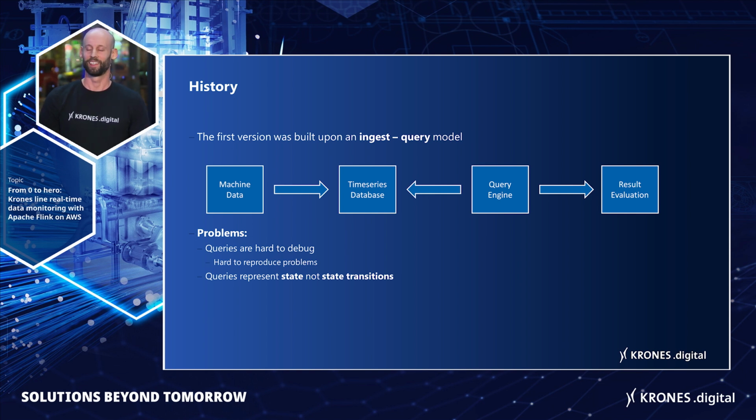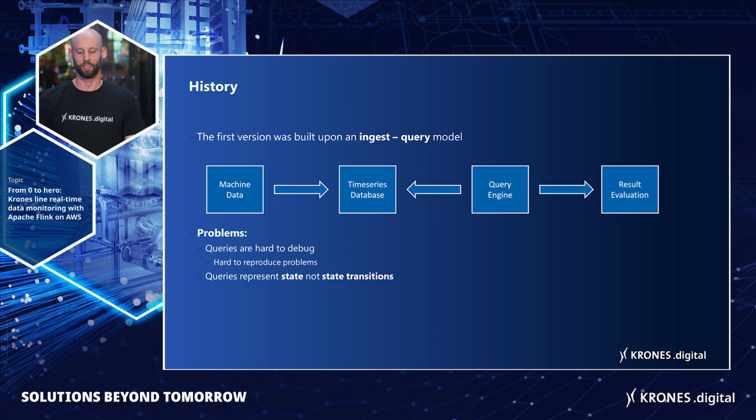So where we are right now: there's always a history behind every system, and eventually everything becomes technical debt one day. So we started out pretty naive. We saw that machines produce data, so why not collect everything in a time series database, perform queries on it, and try to get something out of it? We call that rule evaluation. The basic idea was pretty easy, and we started out to do that.